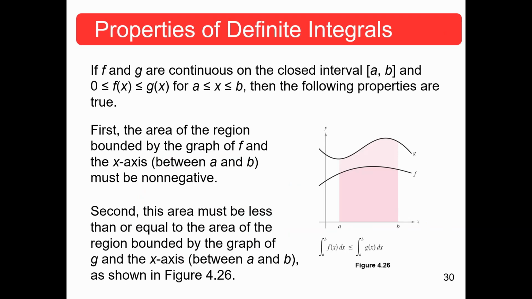Okay, if f and g are continuous on a closed interval from a to b, and f is always non-negative and always less than g. So notice f is not always positive, but always non-negative, and it's always less than g. As long as a is less than b in this interval, then the following properties are true. First, the area of the region bounded by f and the x-axis has to be non-negative. There has to be some area in here, right? Second, the area must be less than or equal to the area of the region bounded by g. So g will have a bigger area than f will, as long as g is always bigger than f. This just kind of logically makes sense.